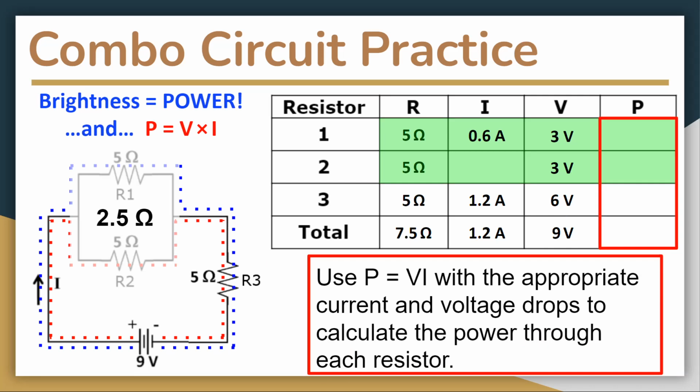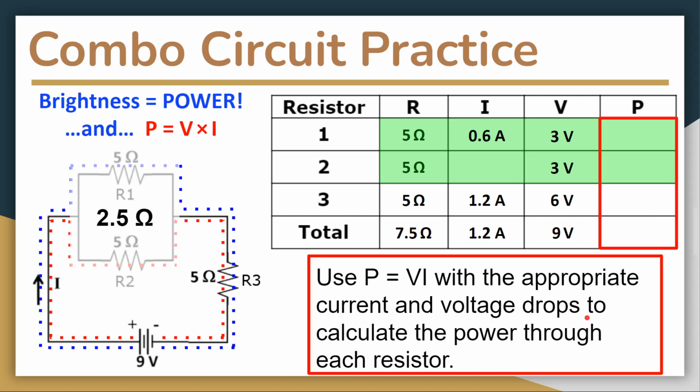Okay, now that we have the rest of the table filled in, and again, I didn't type it in here, but this is also 0.6 amps. Now that we have the rest of the table filled in, we can use power equals voltage times current with the appropriate current and voltage drops to calculate the power through each resistor and to calculate the total power output of the whole circuit or the battery. I didn't actually solve that, but you'd have 0.6 times 3, 0.6 times 3, 1.2 times 6, and then you could either add them all together or you could do 1.2 times 9.